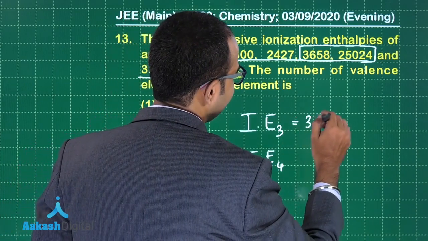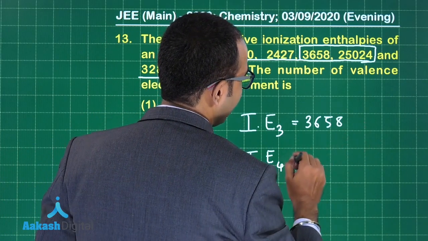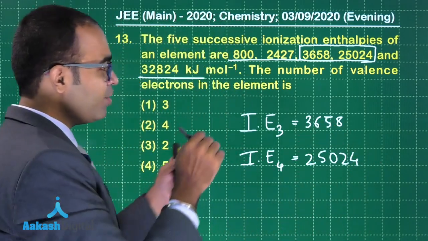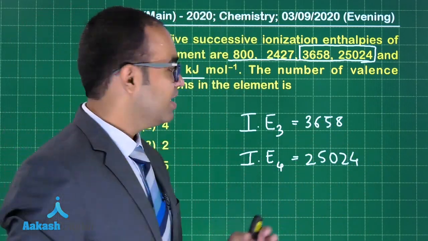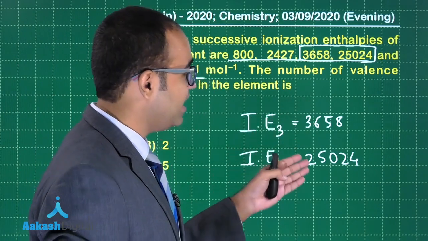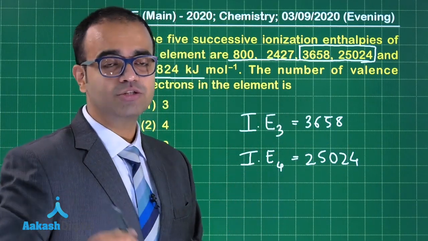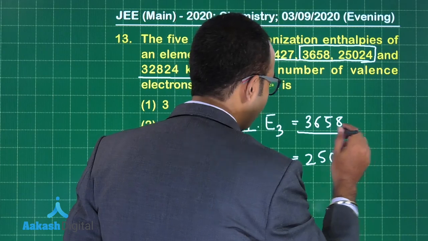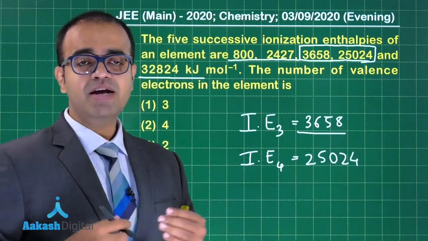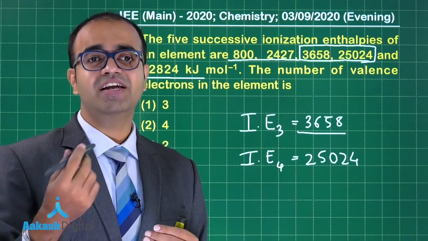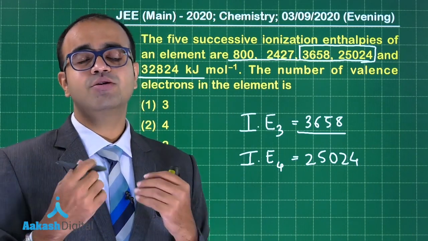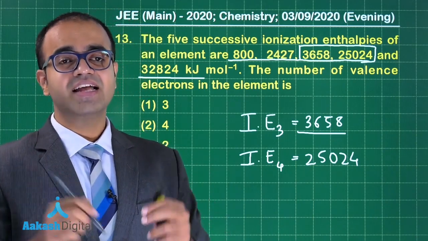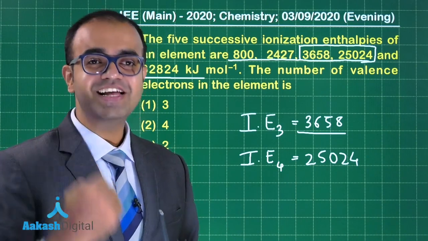So this is 3658 and this is 25024. Now if you can see this, there is a very big jump, guys, right from 3658 to 25024. There is a very huge jump. So what does that indicate? That indicates that after losing the third electron, the element must have attained the electronic configuration of an inert gas. So if it is attaining the electronic configuration of inert gas after losing the third electron, it is indicating that it might be having 3 electrons in the outermost shell.